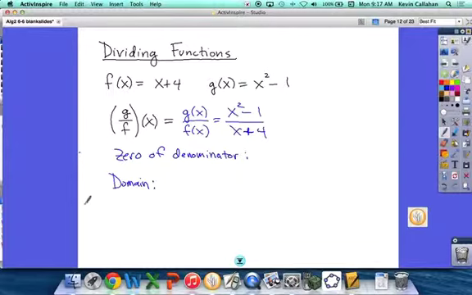Not 0. 0 plus 4 is 4. What value would you substitute for x to make x plus 4 equal 0? Negative 4. So how would you state the domain? X does not equal negative 4. Right? If the zero of the denominator is negative 4, then the domain is x does not equal negative 4. It's all real numbers except negative 4.